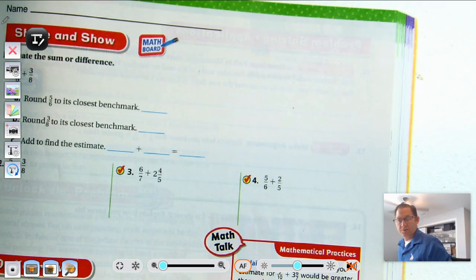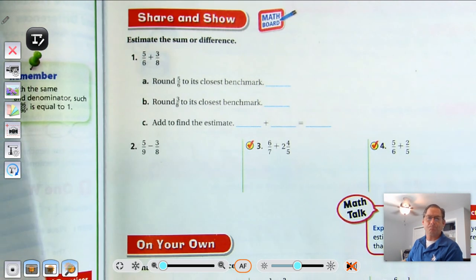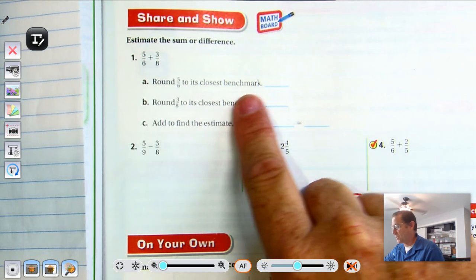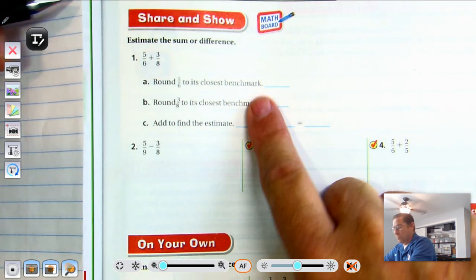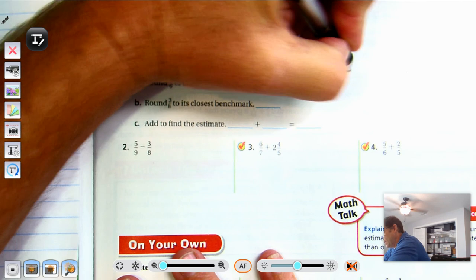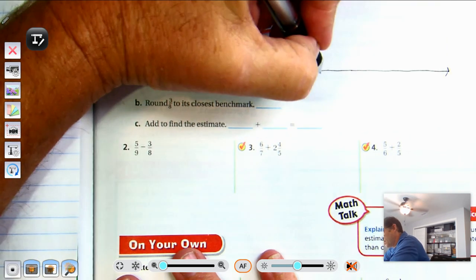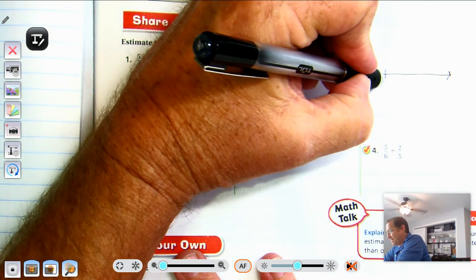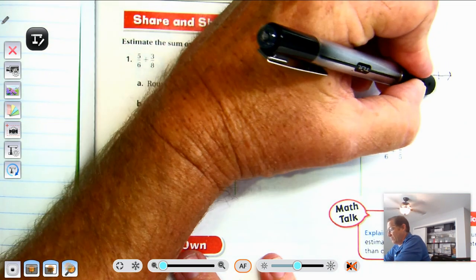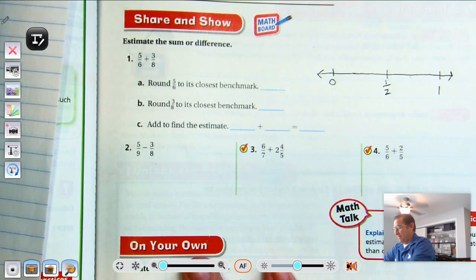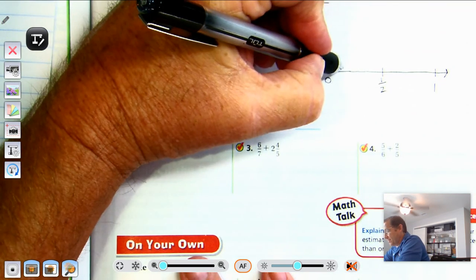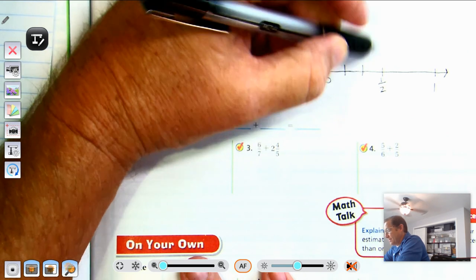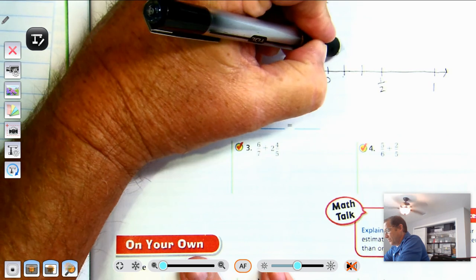All right, let's look at page 263. Estimate the sum or difference. Round 5/6 to its closest benchmark. Well, again, if we needed to do this on a number line, we'd have 0 there. We'd have half right there in the middle, and we'd have one whole right there, right? And 5/6 would mean that we have 3. I'm going to put the fraction at the top.